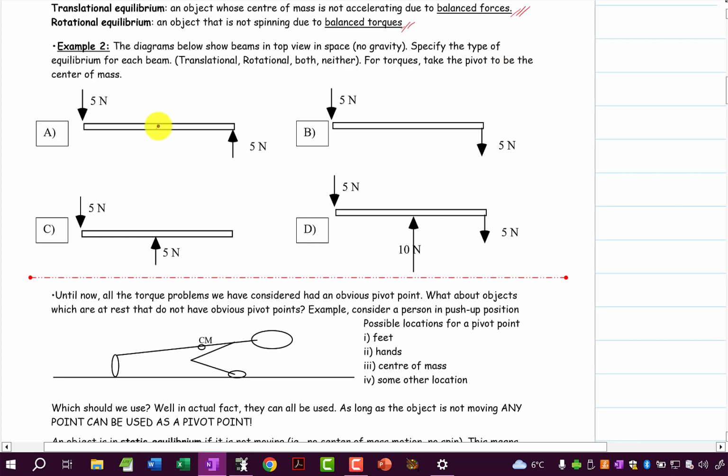So we'll put it right in the middle. If you push down here with 5 and push up there with 5, the net force up and down is 0. So it is in translational. It's not going to accelerate through space, but definitely this 5 causes it to rotate that way, and this 5 causes it to rotate that way. It is not in rotational.